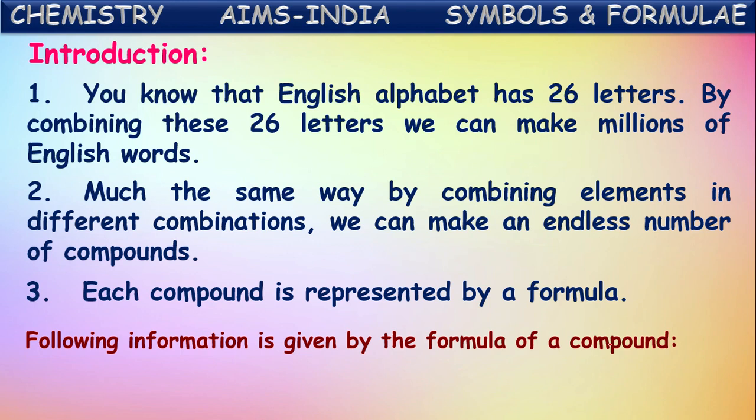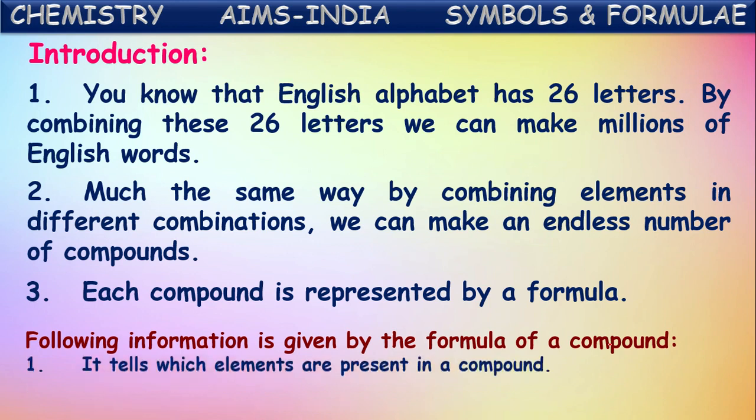So we can get the following information from the formula of a compound. One of them is that it tells us which elements are present in a compound. Earlier we saw the example of the compound formula CaCO3, that is the chemical formula of calcium carbonate. It tells which elements are present in calcium carbonate. What elements are present? Calcium, carbon, oxygen. These three elements combine in a fixed particular ratio to form the compound calcium carbonate. So that information is given from the formula of a compound.